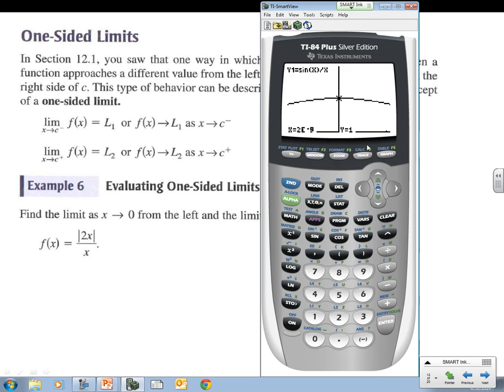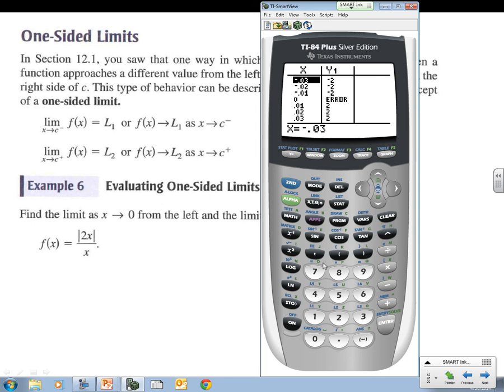So I'm going to go to the graphing calculator. We're going to plug this in. Absolute value is in math. Right there, of 2x divided by x. And I'm going to go to my table. I think we're at 0. Yes, we are. Okay. From the left side, our y values are approaching -2. From the right side, it's approaching +2.